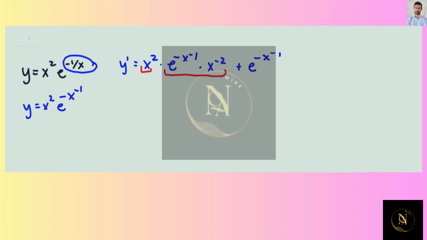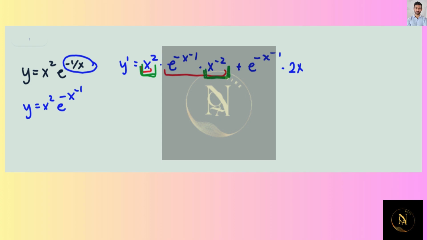Now it's going to be plus the second, e to the negative x to the -1, times the derivative of the first. And the derivative of the first, the derivative of x squared, is 2x. Now let's see what we can do with this. So notice that we have x squared times x to the -2.